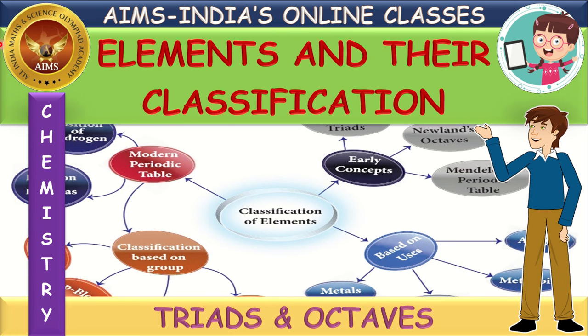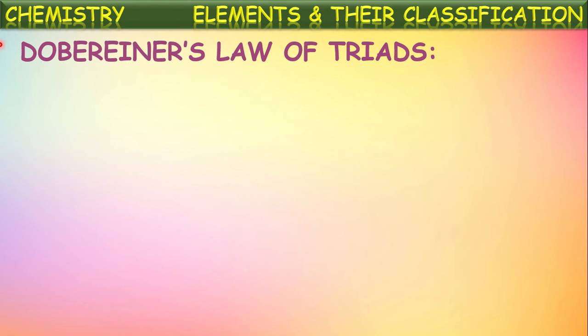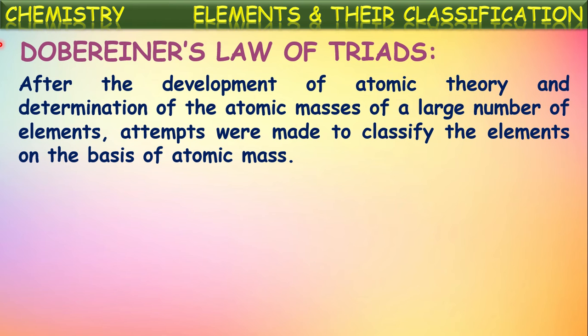Now we are going to see some other earlier attempts at classifying the elements. They are Dobereiner's Triads classification and Newland's Octaves classification. First of these, let us go with Dobereiner's law of triads. After the development of atomic theory and the determination of atomic masses of a large number of elements, attempts were made to classify the elements on the basis of atomic masses. So after determining the atomic masses, scientists tried to classify the elements based upon their atomic mass.